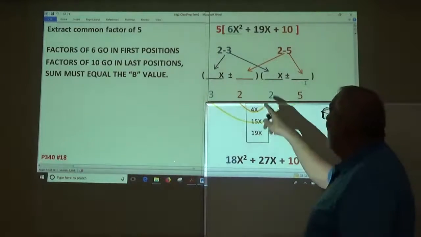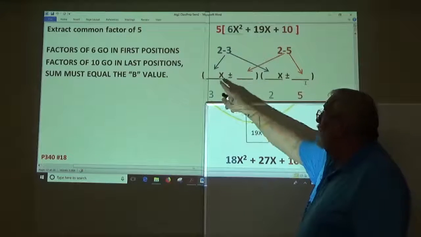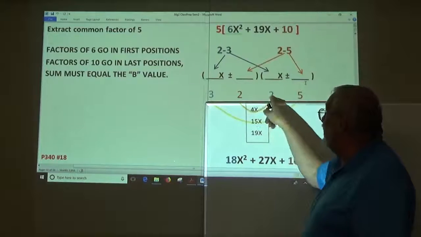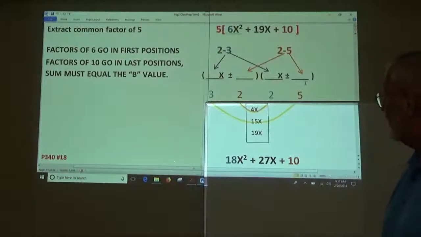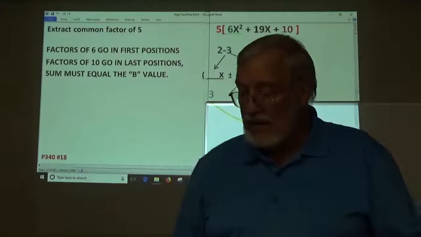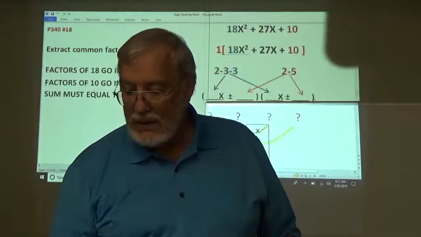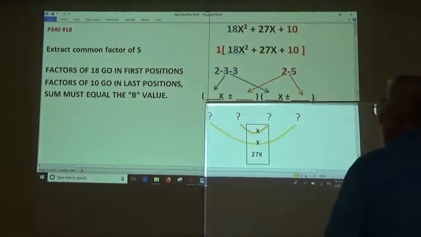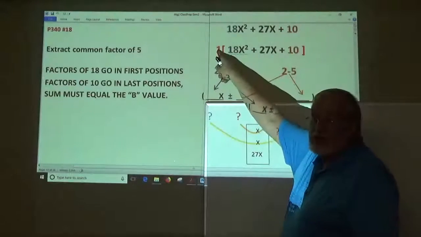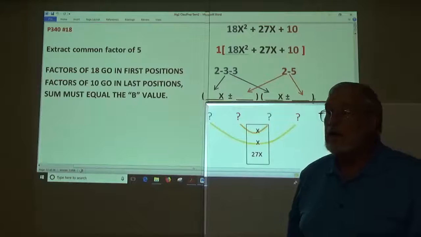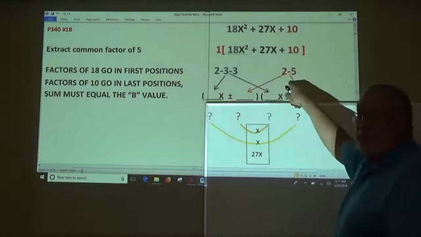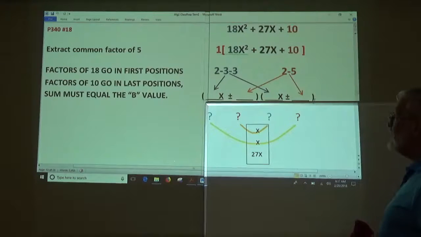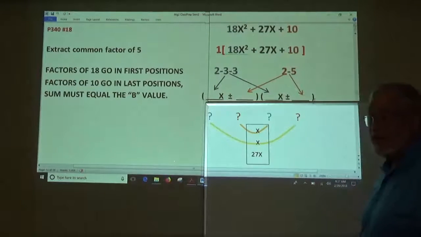And we're going to do the same thing. How do I get a total of 19? Well, this can be 3 and 2, and this can be 2 and 5. I'll have 4 plus 15 for a total of 19. That's how they work. All right, now, we'll do one more. Okay, 18 and 10. All right, the common factor is 1. So I'm going to use these regular numbers. What are the factors of 18? 2 times 9, but 9 is 3 times 3. And the factors of 10 are pretty simple. All right, and so now the question is, how do I get a total of 27?